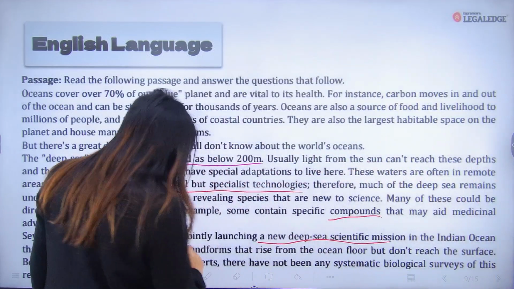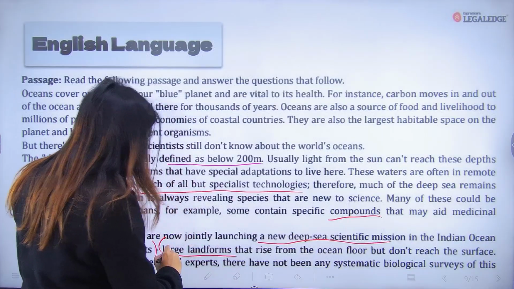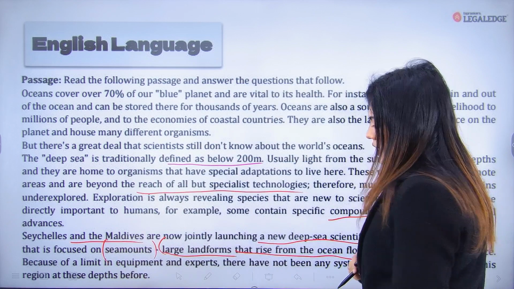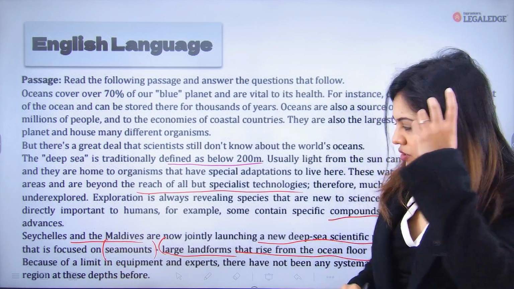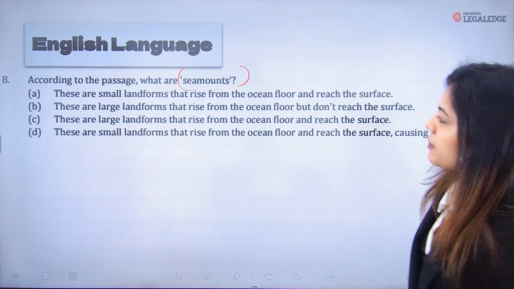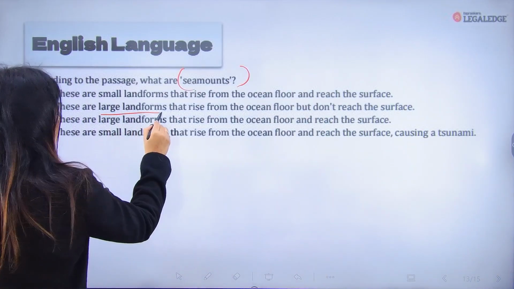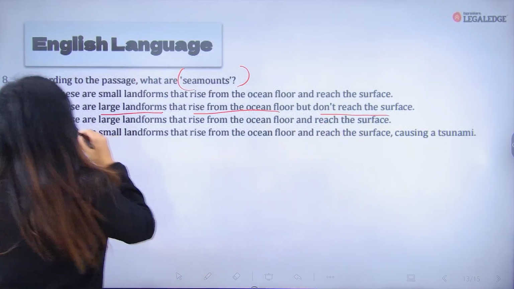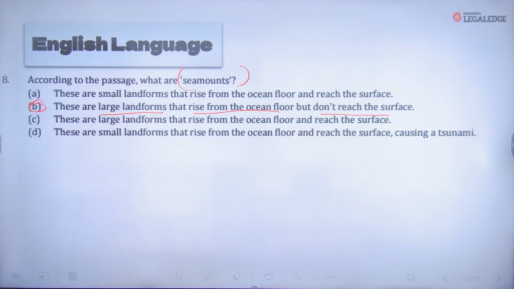Now, seamounts are large landforms that rise from the ocean floor but do not reach the surface. And this is a direct question. So I hope you have got your answer here. What are seamounts? They are large landforms, yes. Rise from the ocean floor, yes, but do not reach the surface. So option B is our answer.